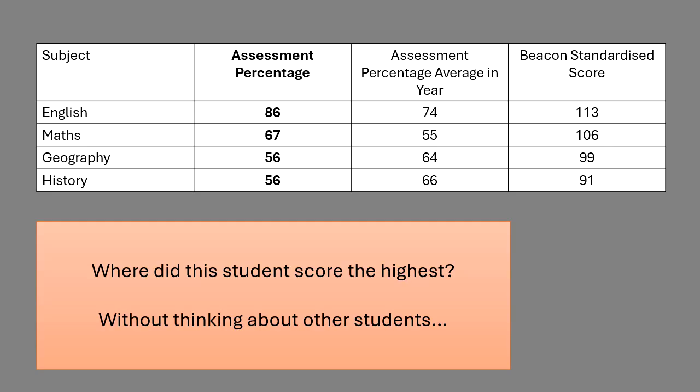So first of all, just thinking about the assessment percentage, on its own, considering one student at a time, this easily tells you where they did best. So clearly this student got the highest marks in English, the lowest marks in geography and history. So in terms of how well they performed in the test, this column is good enough. This tells you English went the best and geography and history went the worst.